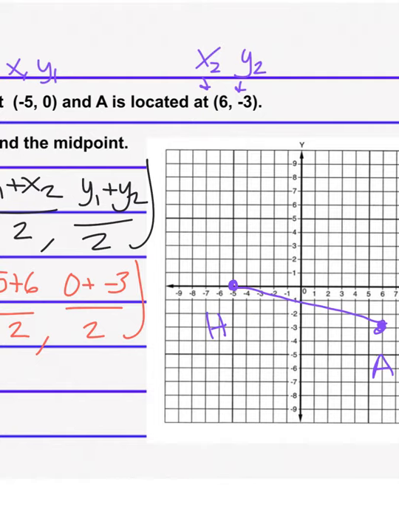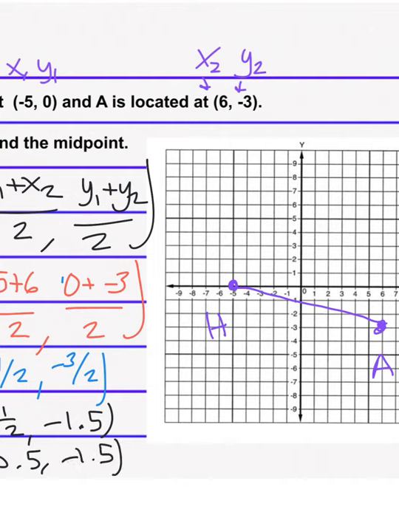All right, go ahead and simplify. Negative 5 plus 6 is 1. 0 plus negative 3 is negative 3. So I would accept your answer if you leave it like this, 1/2, negative 3/2. I would accept 0.5, negative 1.5. I would accept any of those. If you like decimals, those are fine. If you prefer fractions, that would be fine as well. If you look at your graph, 1/2 is about here, negative 1.5. So right about here is my midpoint, which looks accurate.